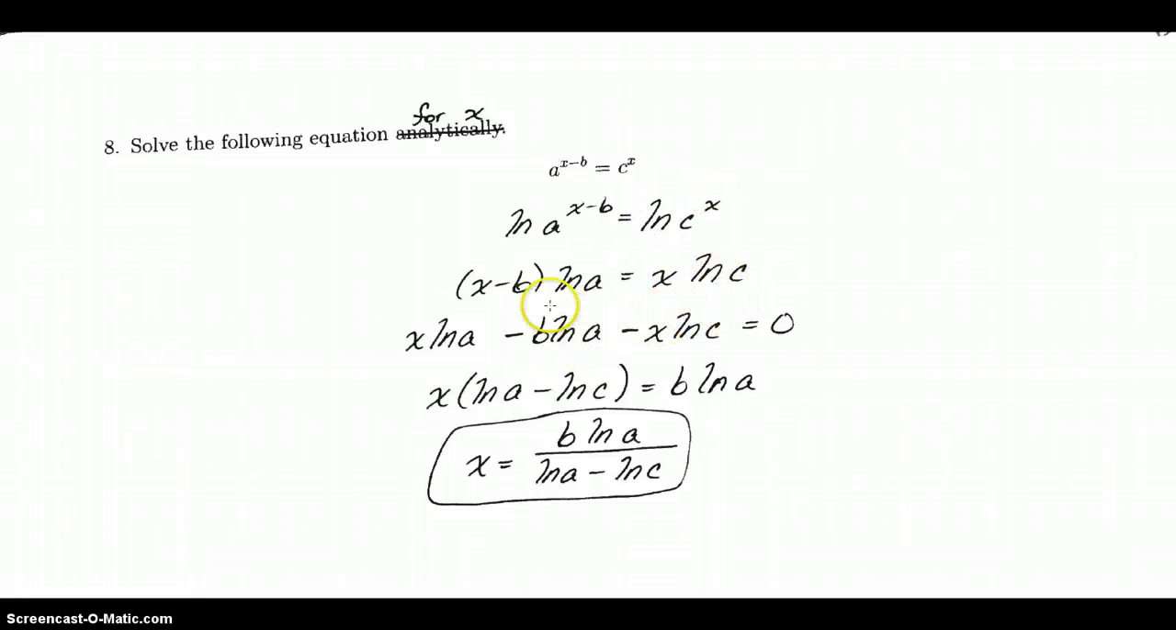Here I just took the x ln c over, factored out an x, and then divided. Keep in mind that log of some constant is just like a number that you're used to working with.